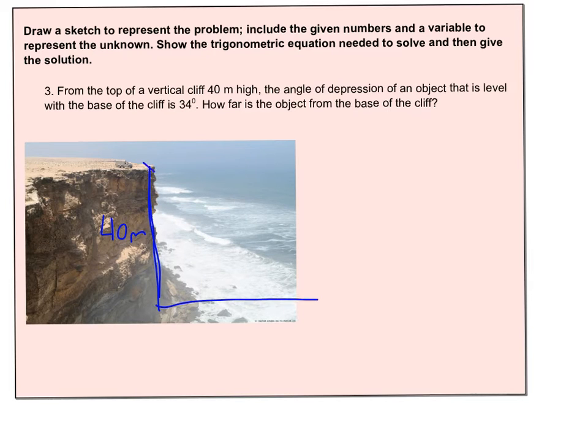So 34 degrees right here, that is my angle of depression. So if that is 34, so is that. Okay, these two are parallel. 34 and 34 would be considered alternate interior angles, so therefore they're both 34. So this is 34, this is 34, this is an angle of elevation.